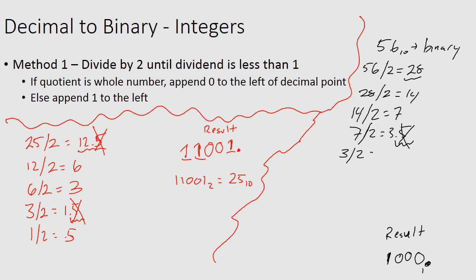3 divided by 2 is 1.5, and because 1.5 is not a whole number, we add a 1. And then we go back to our number 1.5, we ignore the 0.5, and we continue with our process. So 1 divided by 2 is 0.5, and because 0.5 is not a whole number, we append a 1 to the left of that. So our result, so 56 in decimal, is equivalent to binary 1, 1, 1, 0, 0, 0.